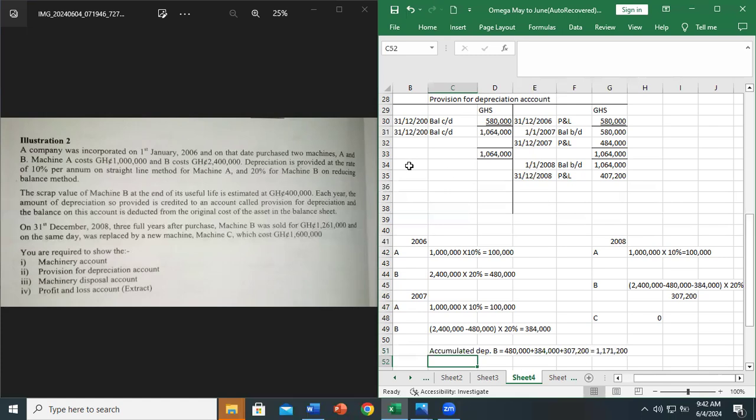You come and debit in the provision for depreciation account. So 31st December 2008, that's the date we sold it. Disposal 1,171,200. Then you balance it and finish up your account, right? Very simple, very, very simple. Depreciation is very sweet.